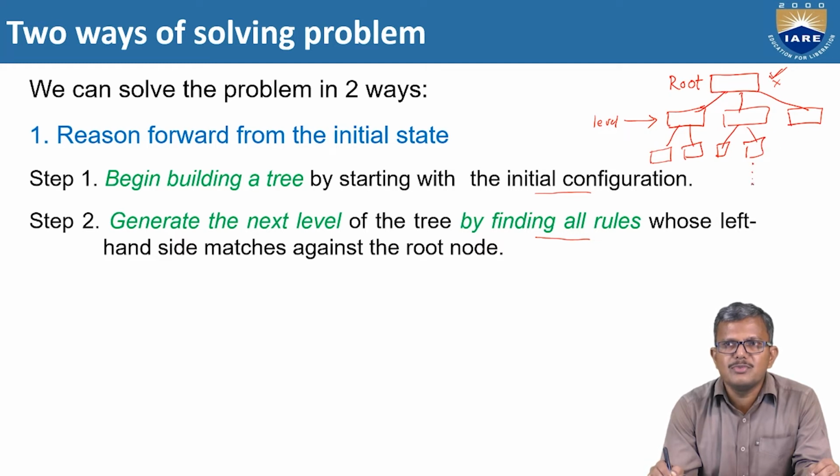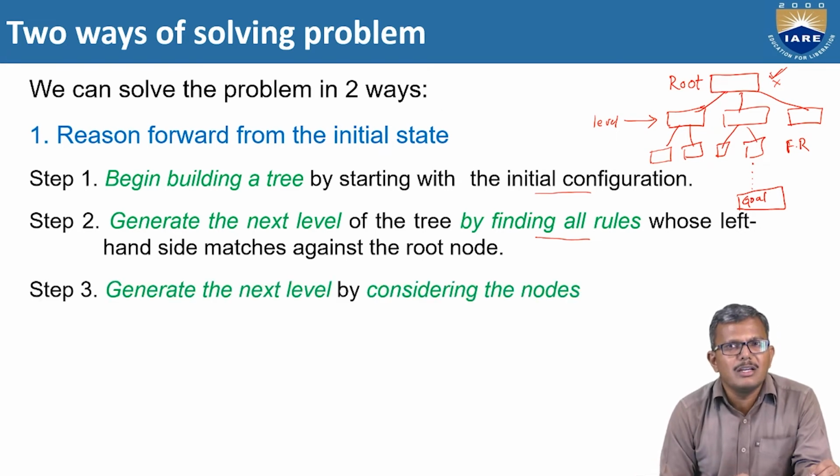This search process we continue until we reach the goal state. This kind of process is called forward reasoning. So our third step is generating the next level by considering the nodes. First we consider the root node to generate the next level nodes. Then we consider the next level nodes to generate the other level. This is the approach we follow in the forward reasoning process.